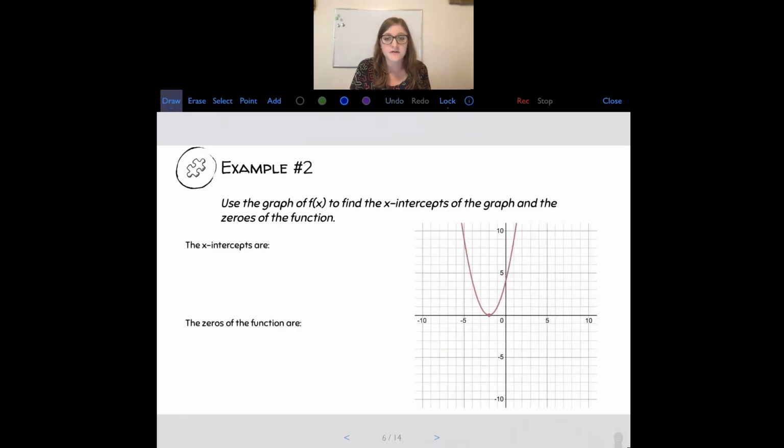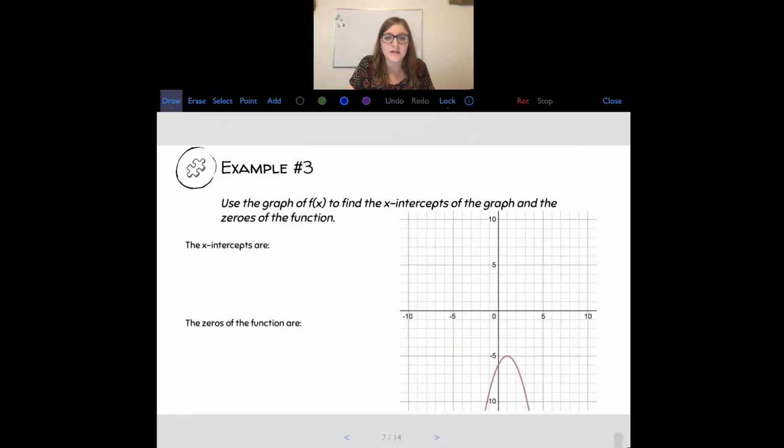Example 2: use the graph of f of x to find the x-intercepts of the graph and the zeros of the function. In this case, we only have one x-intercept. It is here at negative 2, 0. So my x-intercept is negative 2, 0, and the x value where the function equals 0 is x is negative 2. This is an example of one x-intercept.